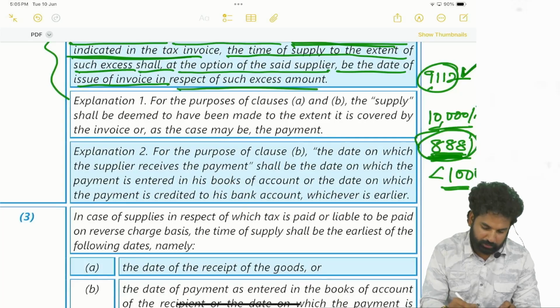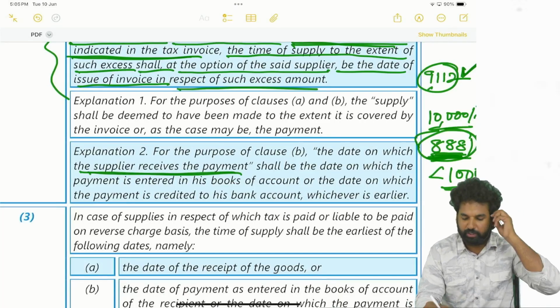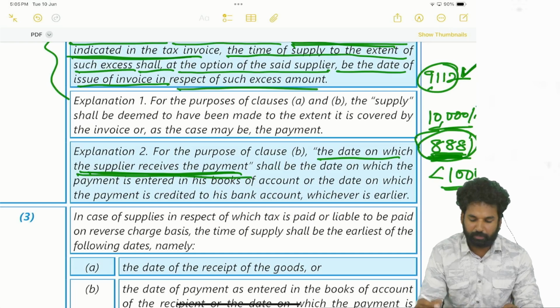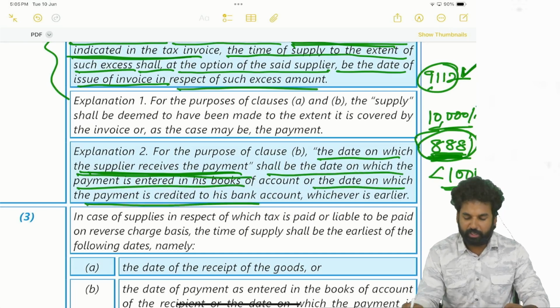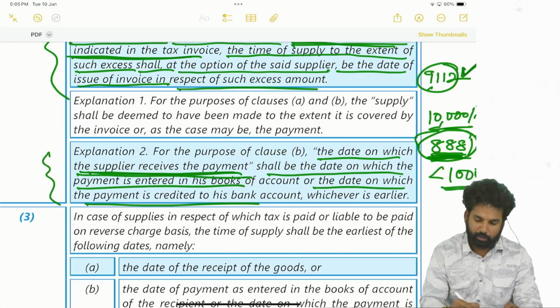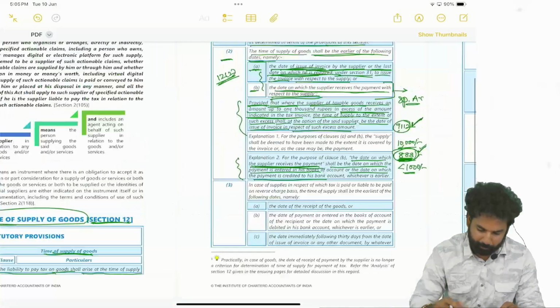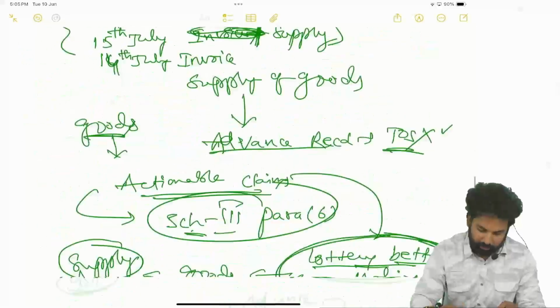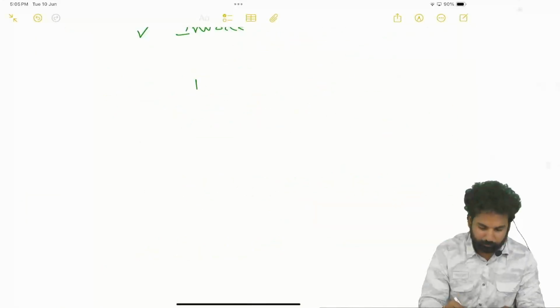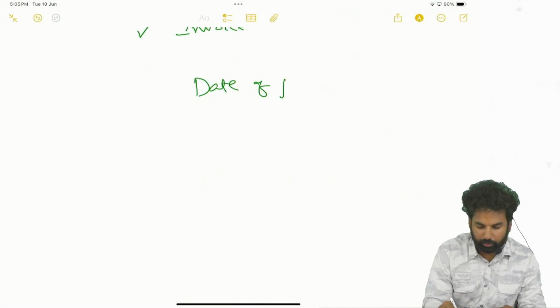Here they are telling that when the supplier receives the payment, we are now using the date of payment. The date on which the supplier receives the payment shall be the date on which the payment is entered in the books, or the date on which the payment is credited to the bank account, whichever is earlier. Okay, right. See, date of payment.